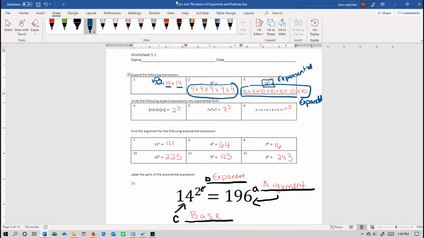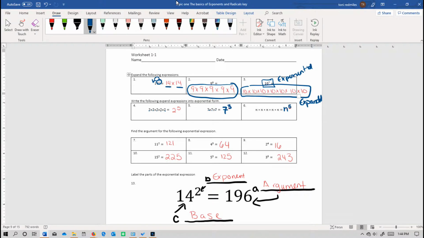In this one, I can tell that what's being multiplied together repeatedly is the 7. And if I count how many times, it's 3. That is my exponent. So my base is what's being multiplied, and my exponent is how many times. In number 6, n is what's being multiplied. So n is my base. 1, 2, 3, 4, 5 times. So 5 is the exponent.